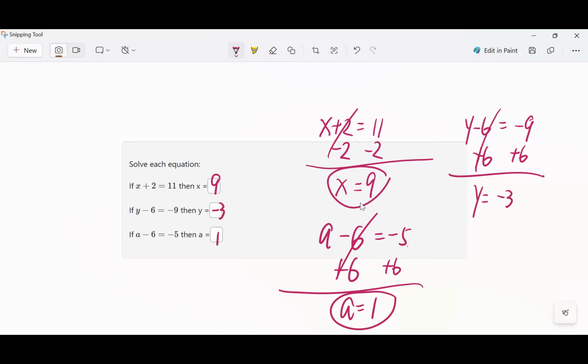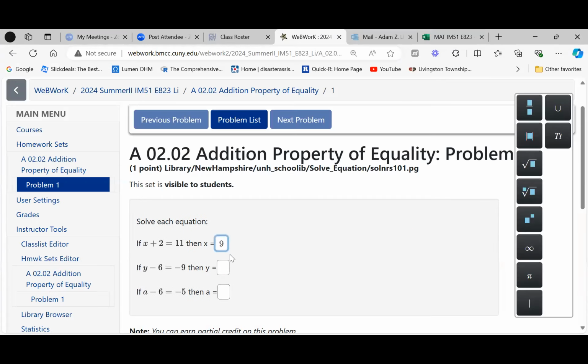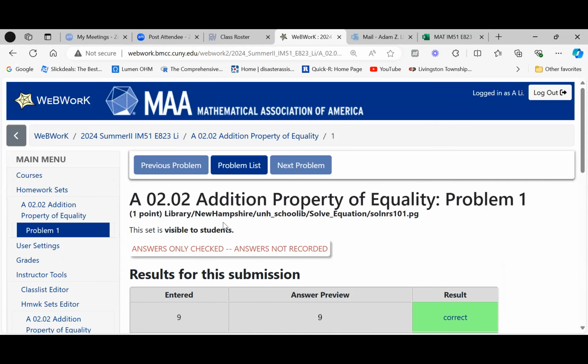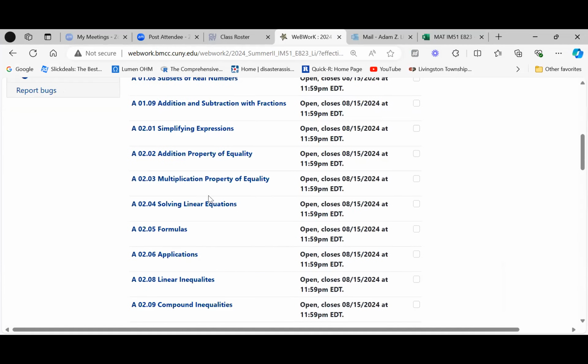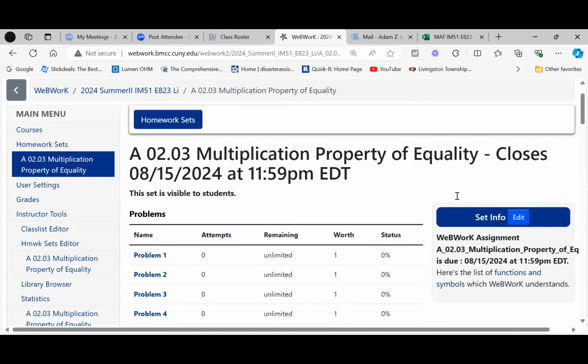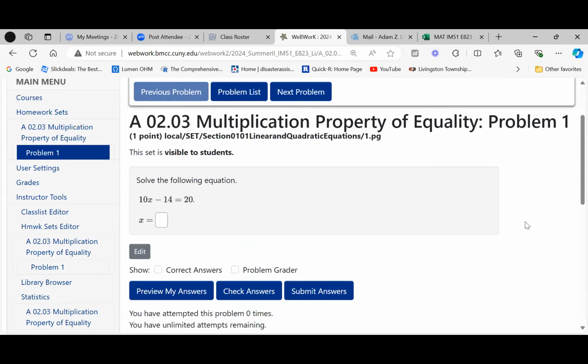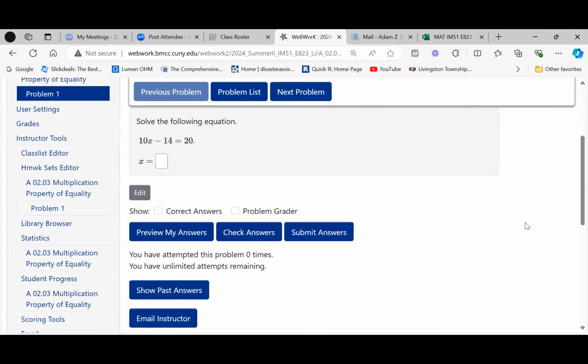This is very straightforward. Any question about this? Okay. So good. Yeah, so this is the only question in the section 2.2 homework, right? So let's go back. It's about addition property. Next one is multiplication property, right? So let's look at it. 7 questions here. Let's start with this one. You guys try this one.